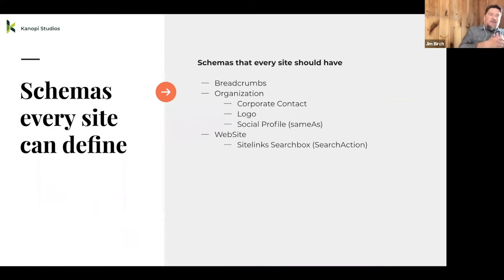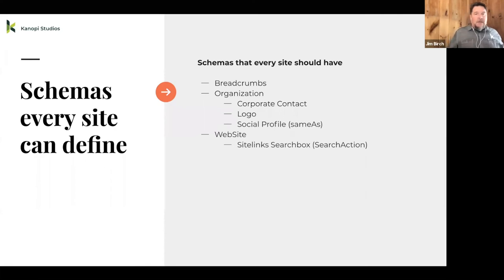For the schemas that every site should have, we want to talk about breadcrumbs. This gives Google a path to crawl through your site. So you can tell them that this little block of HTML is the breadcrumbs. Organization. Most days, there's no fun websites anymore. Most sites are going to have organization. They're going to have a corporate contact, a logo, and then social profiles.